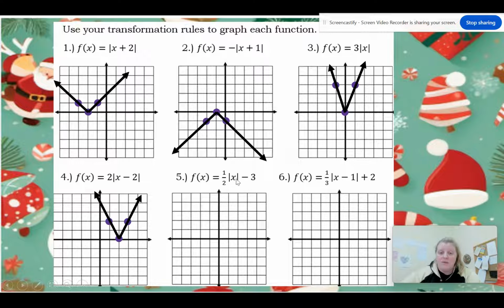In number 5, there's no numbers being added or subtracted inside, so I do not go left or right, but I do have to go down 3 and put my dot. And instead of going up 1 over 1, I go up 1 over 2, and that's my new V. And then last but not least, number 6, I will have to go to the right 1, but up 2. And my slope is going to be up 1 over 3. And then connect it.